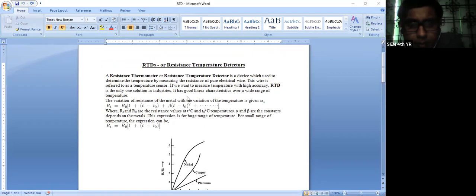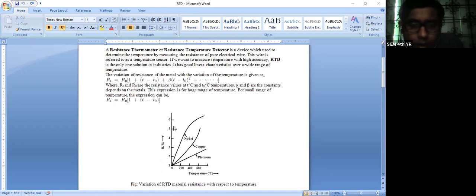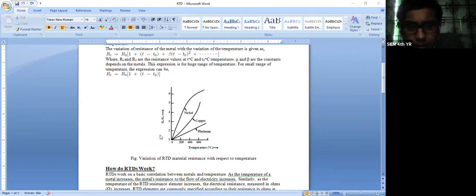So basically what you need to learn from here, you need to remember the definition of RTD, the purpose of using RTD, two equations which can relate the resistance of the RTD material for a small change in temperature and for a large change in temperature, and these characteristics. Here we have plotted the characteristics of the RTD material and their change in resistance value with the change in temperature. For example, platinum, copper, nickel.